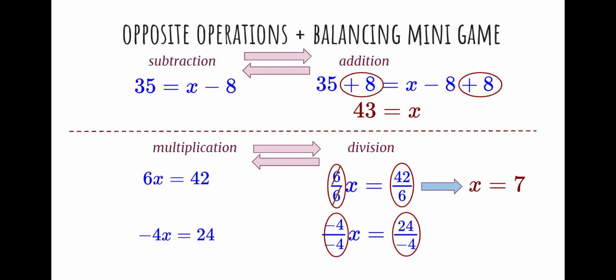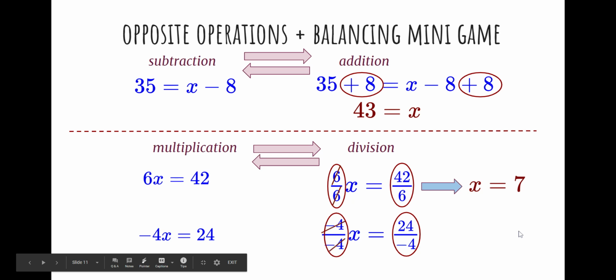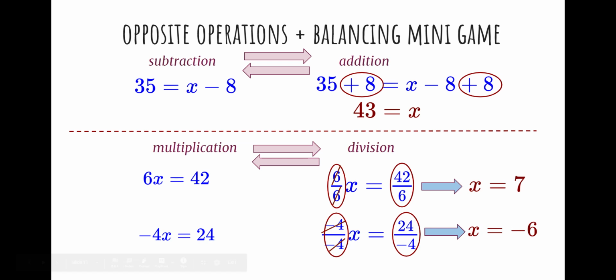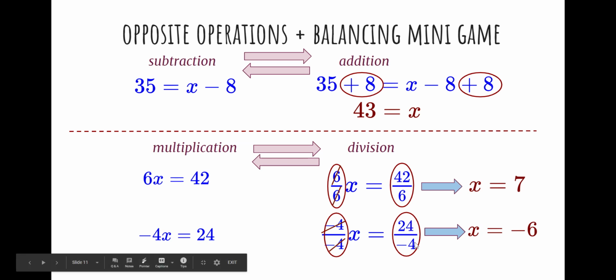And by doing that, especially on the left side, what I have is that dividing -4 by -4 produces the number 1. A negative divided by a negative is a positive, and 4 divided by 4 is 1. So I have 1x is 24 divided by -4. And 24 divided by -4 is equal to -6, because a positive divided by a negative produces a negative.